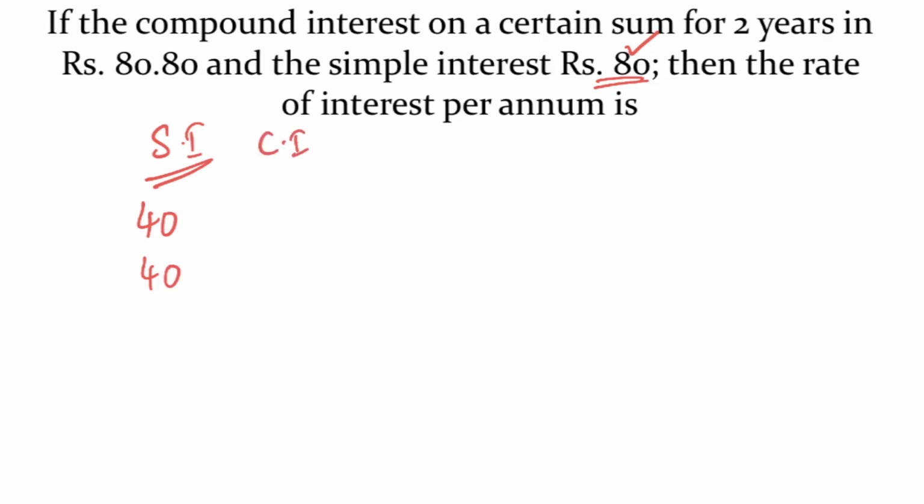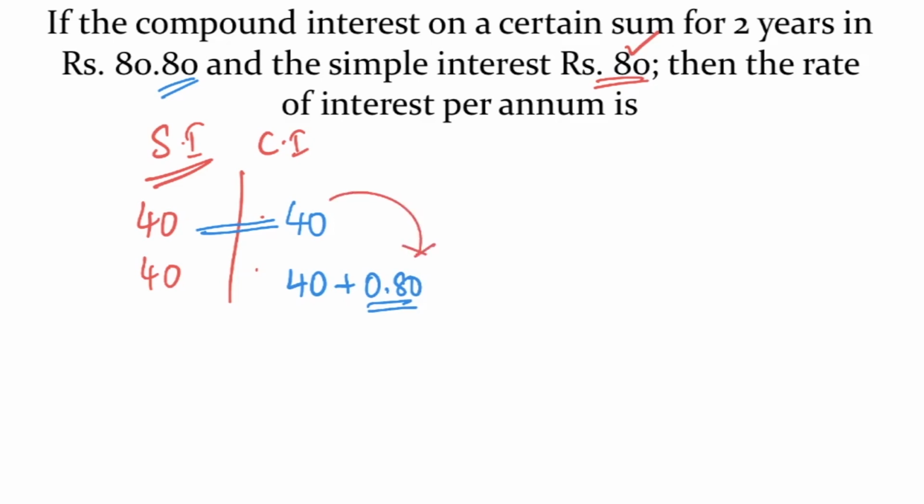Whereas in compound interest, first year interest is different, second year interest is different. However, we know that simple interest and compound interest are equal for the first year. For first year, if simple interest is 40, compound interest is also 40. So in second year, in addition to 40 rupees, we are getting an extra 80 paise as compound interest. Why are we getting 80 paise? In compound interest, we calculate interest on interest. So on this 40 rupees, you are getting 80 paise interest.